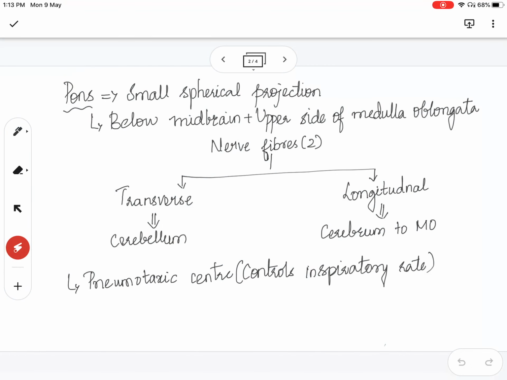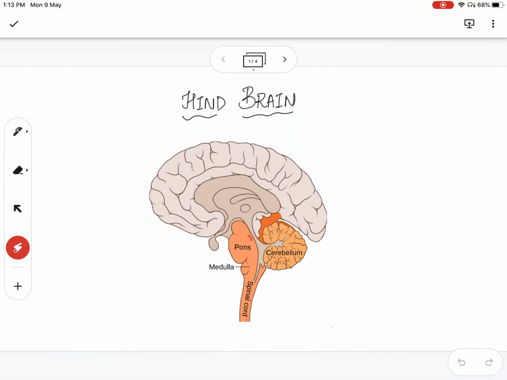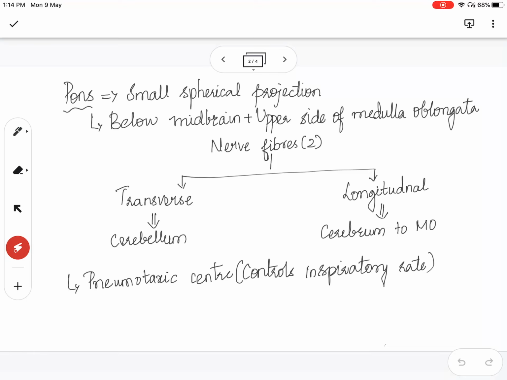Okay, this pons is basically a small spherical projection. If you can look at the diagram over here, it's a small spherical projection. Okay, where is it exactly located? It is located below the midbrain. So our midbrain is over here, so below the midbrain and on the upper part of the medulla oblongata. That means it is present in the center, on top of which there is midbrain, and then below there is medulla oblongata. So what did I just say? It is a small spherical projection which is situated below midbrain and on the upper side of our medulla oblongata.